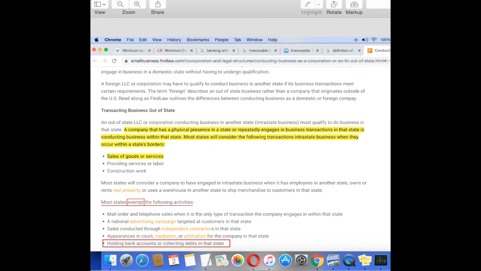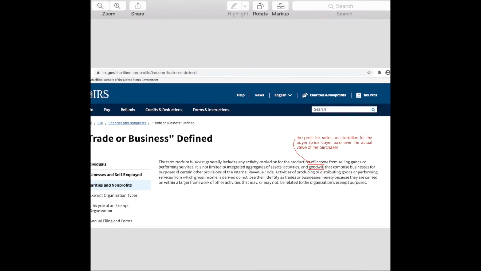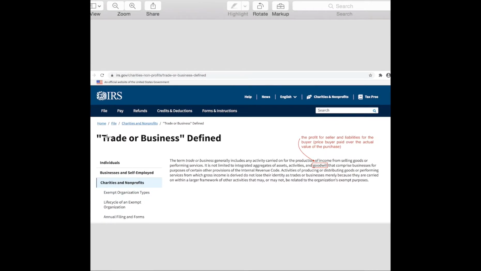Now, federal tax regulations apply to all 50 states, of course. So let's see what the big boys say about what doing business in a state is. All right, we're here at the big boys site, the IRS. Trade or business defined.